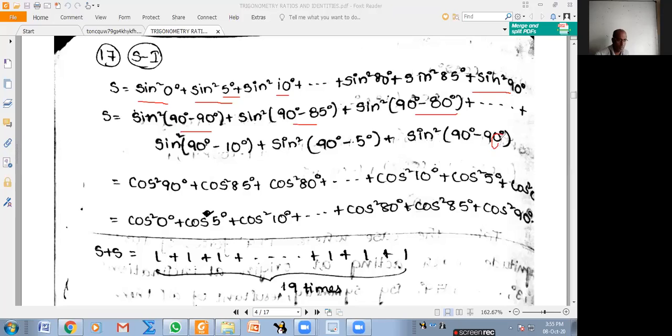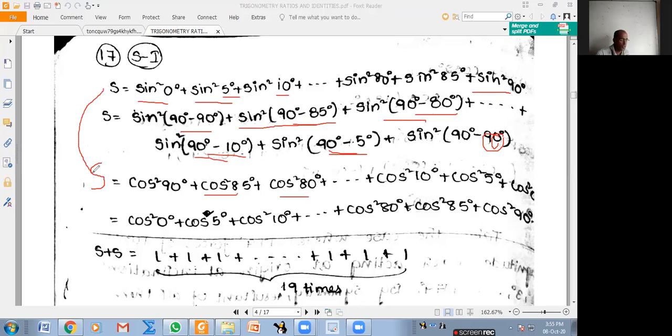Sorry, this is 90 minus 0. And 85 I wrote as 90 minus 5, 90 minus 10. For every one of them, the sine square 90 minus theta formula gives cos square theta. So this will become cos square 85. This will become cos square 80. This will become cos square 90. This will become cos square 0. This will become cos square 5. This will become cos square 10. If the original question is S, this also is S.